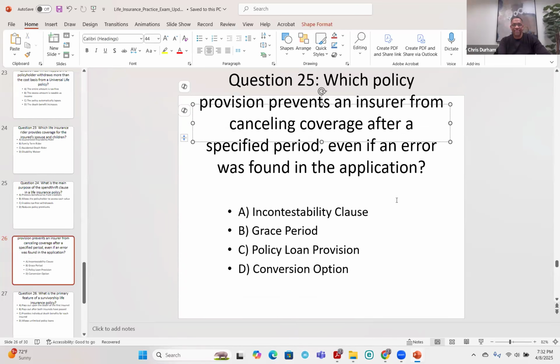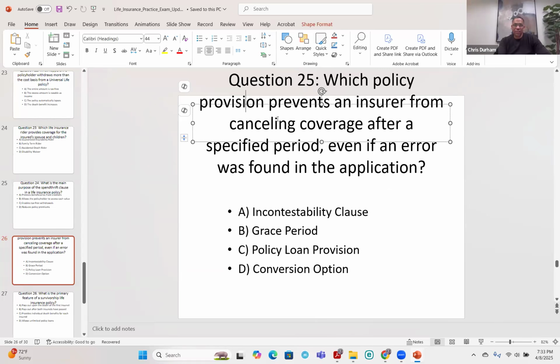Which policy provision prevents an insurer from canceling coverage after a specific period, even if an error was found in the application? Canceling coverage after a specific period. Is this incontestability? Yep. They tried to be a little tricky with that.